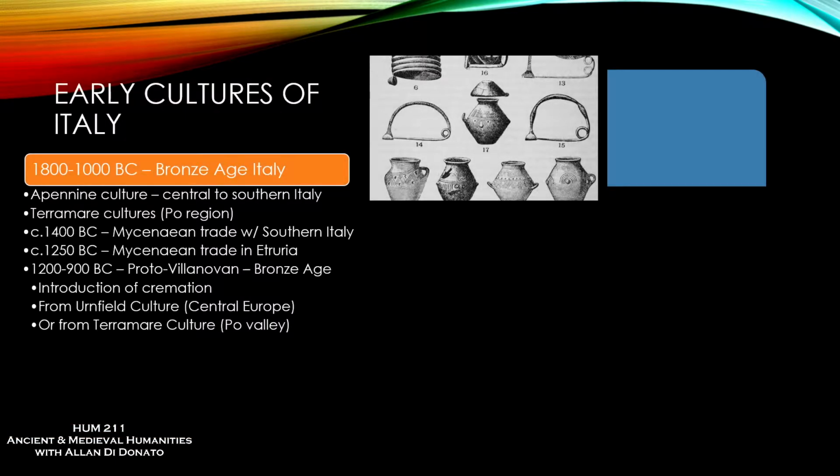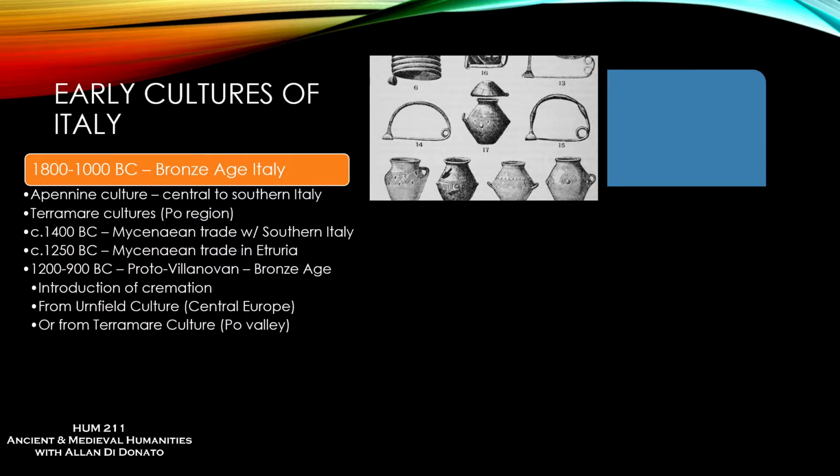Okay, so let's talk about the early cultures of Italy. If you go back to the Bronze Age, we basically have the time period between 1800 and 1000 BC, Bronze Age Italy. The Apennine culture, which ran down the central portion of Italy, basically central to southern Italy, is named after the Apennine Mountains, which were a distinctive geographical feature in Italy. This is the spine of the peninsula, which runs right down the middle. Terramara culture, like I said, is in the north, and then the Mycenaeans.